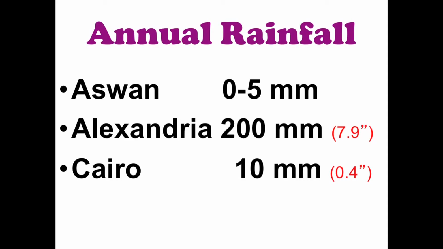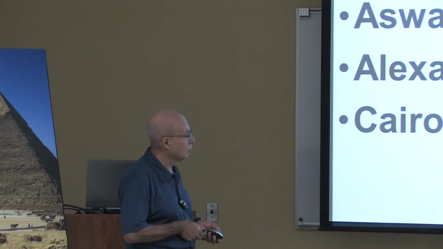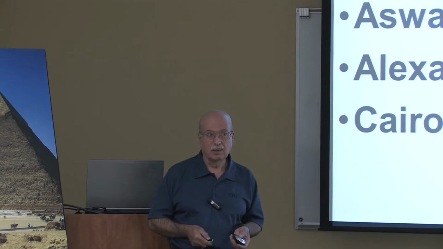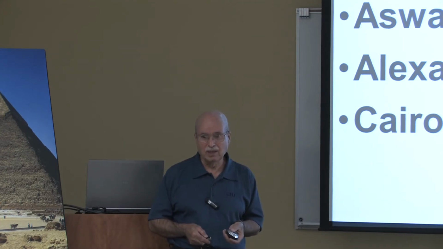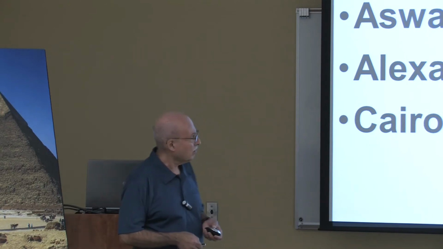In that area, annual rainfall in Aswan, one of the cities, 0.5 millimeter. Alexandria, large cities, 7.9 inches. Cairo, 0.4. That low? Yes. Wow. But do they have enough water to drink? The question comes, what did happen? How?